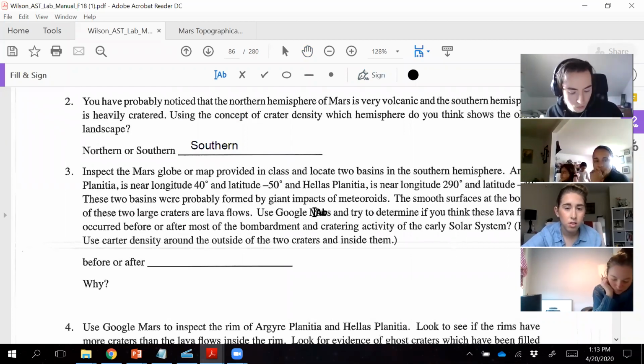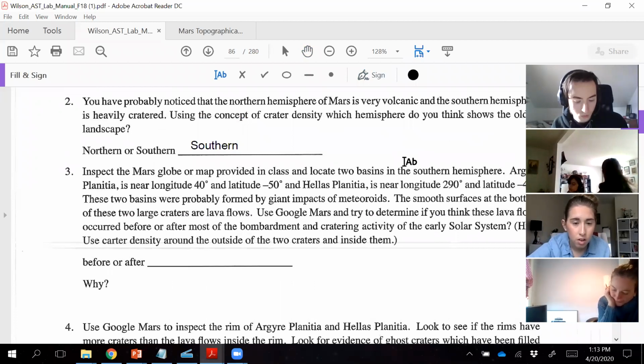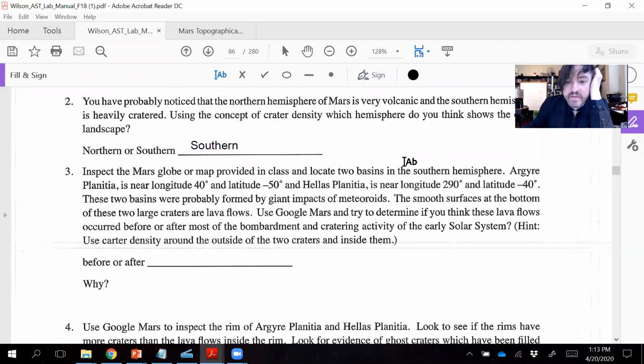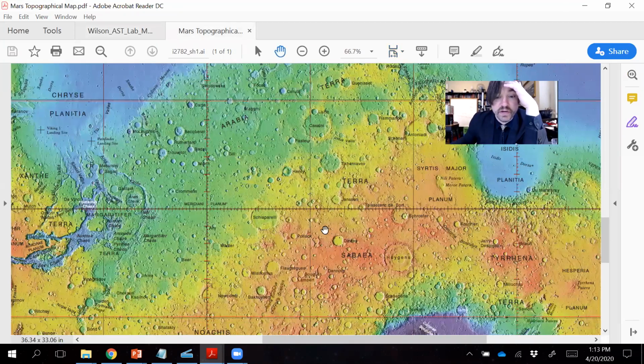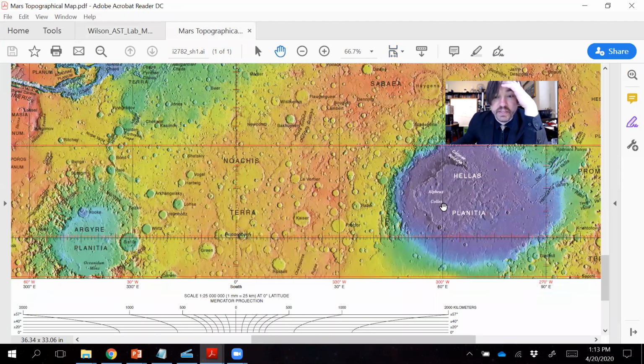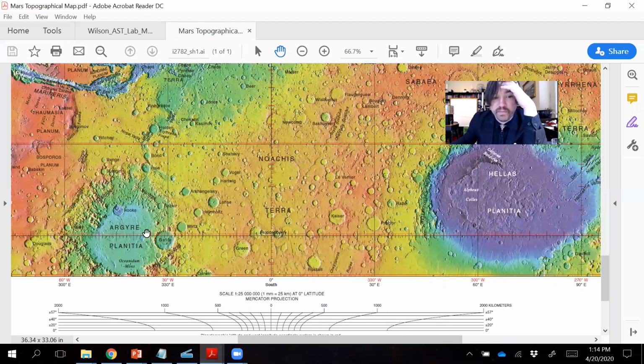Inspect the Mars globe or the map provided in class, and let's locate two basins in the southern hemisphere. The Aguirre Planitia is near longitude 40 degrees and latitude minus 50 degrees. And the Hellas Planitia is near longitude 290 degrees and latitude negative 40. These are easy to see in our map because they're labeled. So here's the Hellas Planitia over here on the right, and here's the Aguirre Planitia over here on the left.